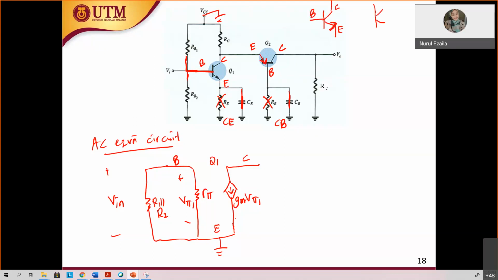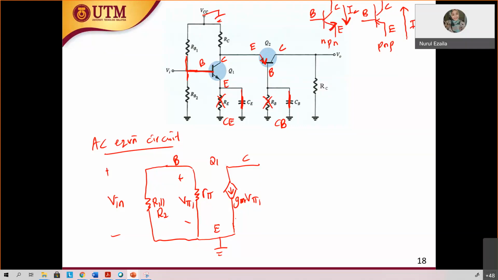If we draw a proper drawing, it is like this: the collector, base, emitter. For the NPN, current goes from collector to emitter, the IC. For the PNP, current goes from emitter to collector. So this is the IC going up, from emitter to collector. Why is this important? Because when you draw the gm V pi later, you must know whether the arrow is to the left or to the right.